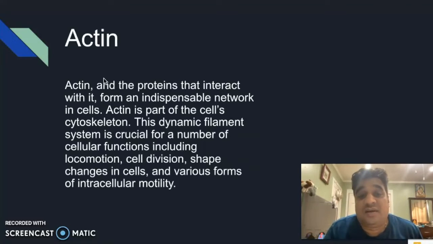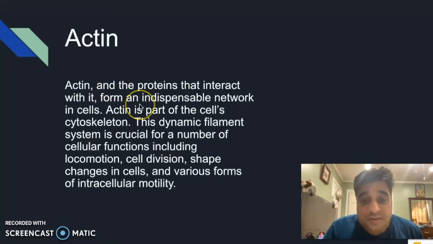So let me talk a little bit more about what actin is. Actin and the proteins that interact with it form an indispensable network in the cells. Actin is a part of the cell cytoskeleton. This dynamic filament is crucial for a number of cellular functions, including locomotion, cell division, shape changes in cells, which is what we're going to be talking about, and various forms of intracellular motility. So control of the site-specific assembly and disassembly of the actin filaments is critical for directing these activities to the appropriate position in cells.